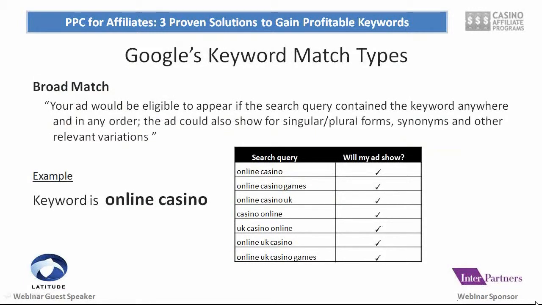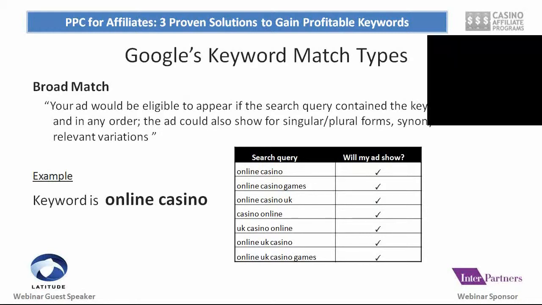Okay, so I'm going to run through the 3 main match types on Google. Again, some of this may be familiar to you already, but it's always good to just have a bit of a recap. So the main match type that Google allows us to select for our keywords is broad match. So in this instance, your ad would be eligible to appear for any search query that contains the keyword anywhere and in any order, but also for possible single and plural forms, synonyms, and other relevant variations.